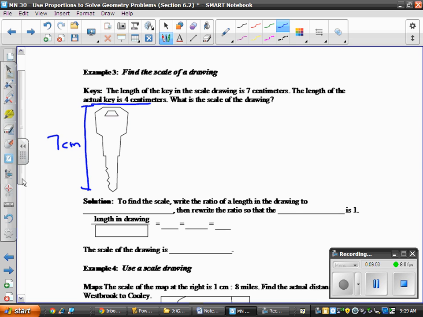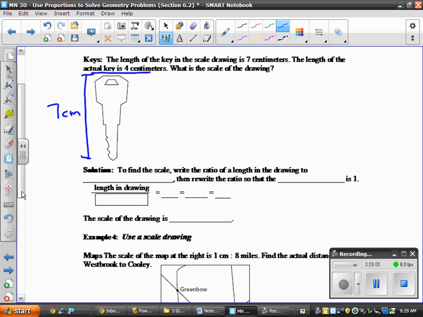And we have a broken-down way of understanding it down here. It says, to find the scale, so I'm reading down here now, to find the scale, write the ratio of the length in the drawing to the actual length. And I'm going to just write actual. Oops, except I need to spell it right. Actual length.